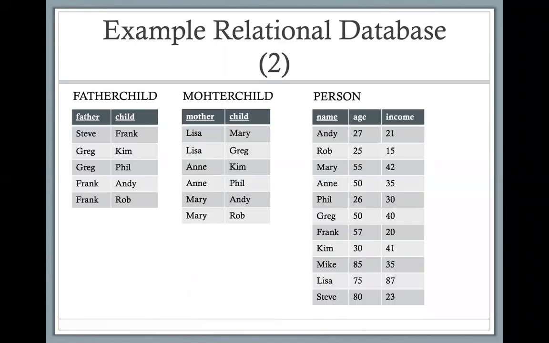It is an example instance of the database. So I have some people, their age and their income here in this last table. I have information about the fathers of people. So Steve is the father of Frank. Greg is the father of both Kim and Phil, and so on. The same thing for mother-child. Lisa is the mom of Mary and Greg, Anne is the mother of Kim and Phil, and Mary is the mother of Andy and Rob. Okay?